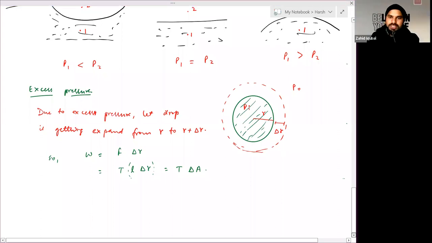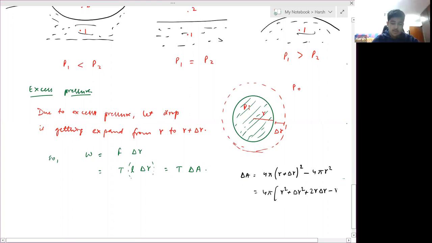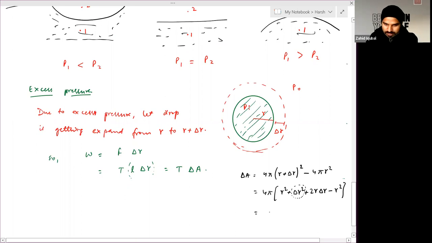So if I have to calculate the change in area, it will be 4 pi (r plus delta r) squared minus 4 pi r squared, the inner radius. So take out 4 pi as common and just square it. It will be a squared plus b squared plus 2ab, minus r squared. R squared cancels out. Delta r being very small, on squaring it will become much smaller, so we can neglect it. So we are left with 8 pi r delta r.